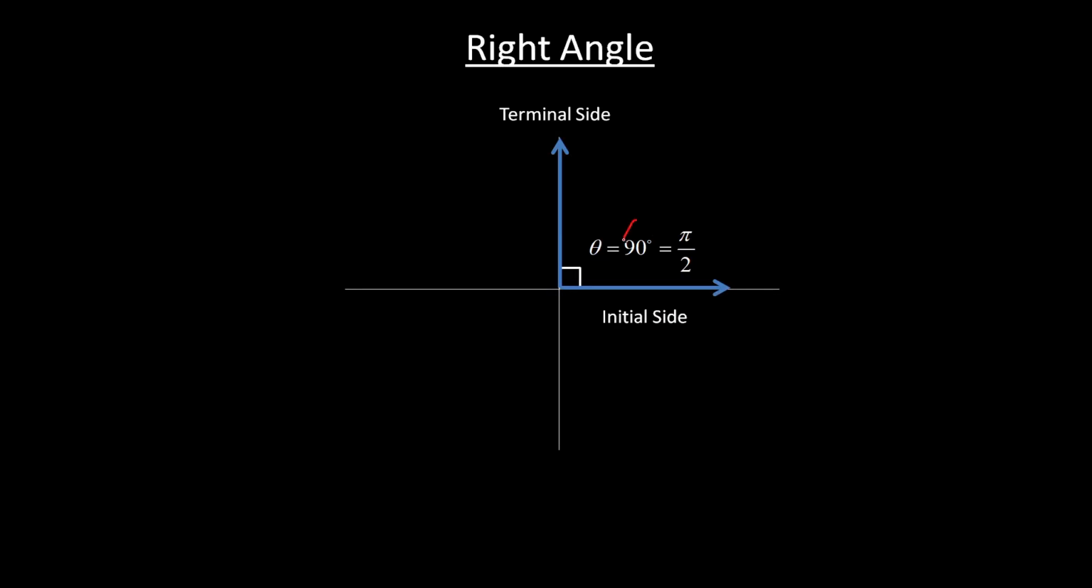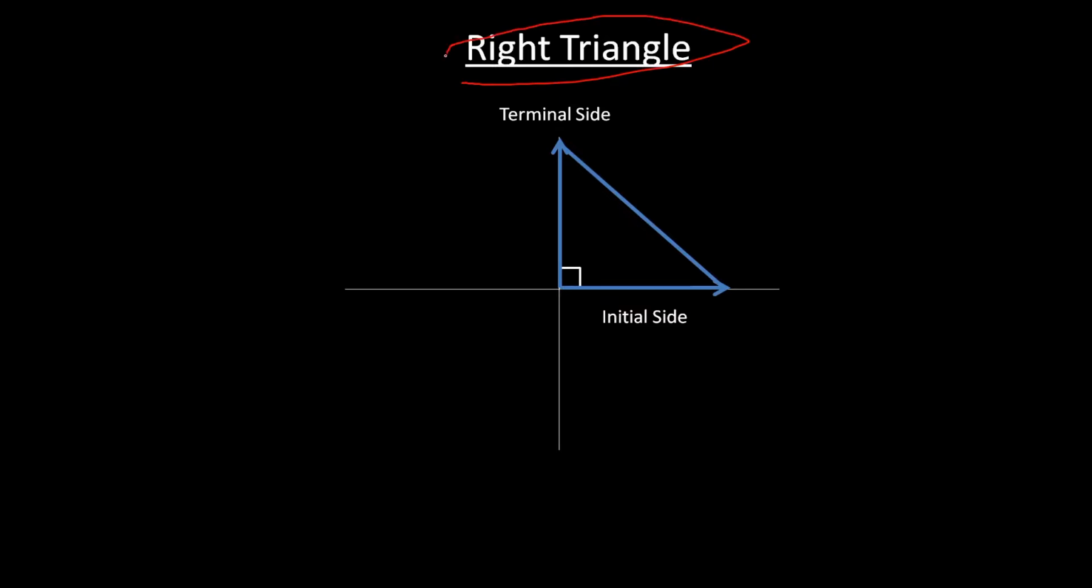Now, it's also important to start connecting degrees with radians. So 90 degrees is pi over 2 radians. And this is the right angle that we talked about in the last lecture. And also, don't forget that the square box does mean 90 degrees. But what we're going to do with the right angle is connect these lines to make this a right triangle.